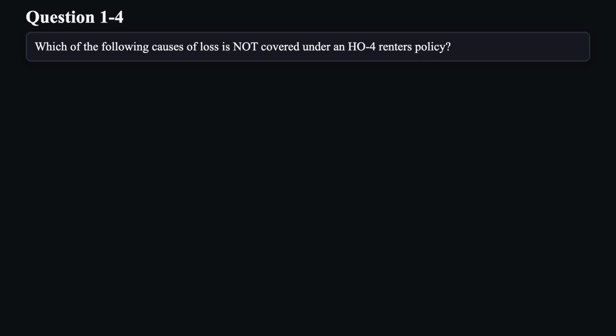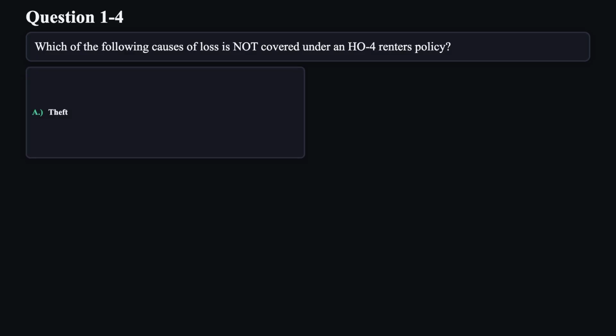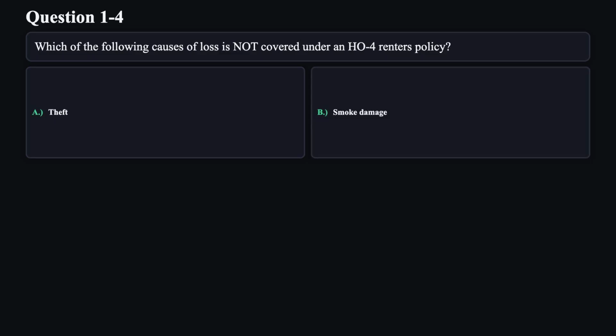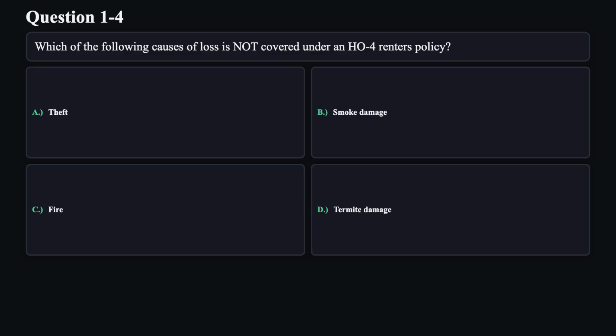Question 4. Which of the following causes of loss is not covered under an HO4 renter's policy? A. Theft. B. Smoke damage. C. Fire. D. Termite damage.